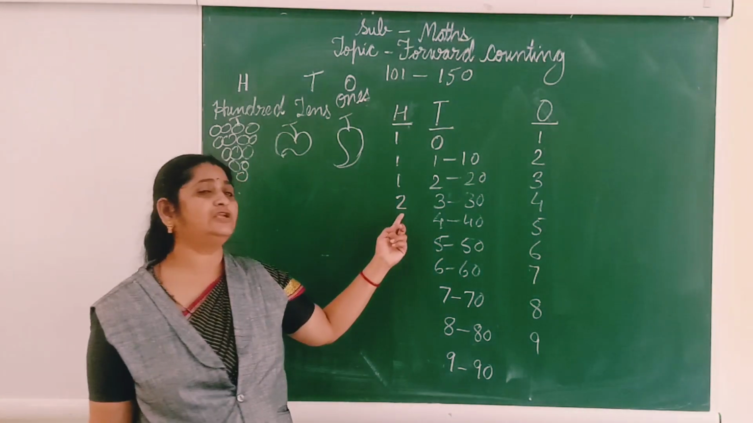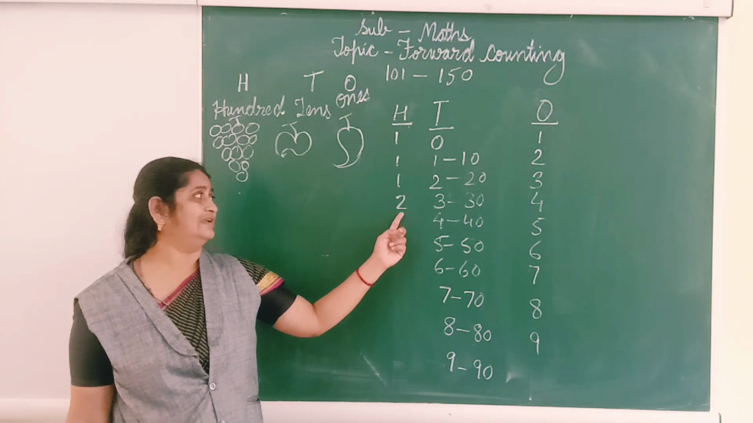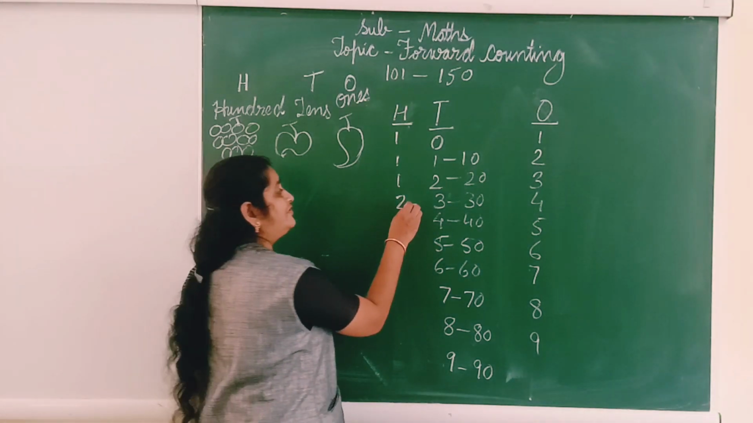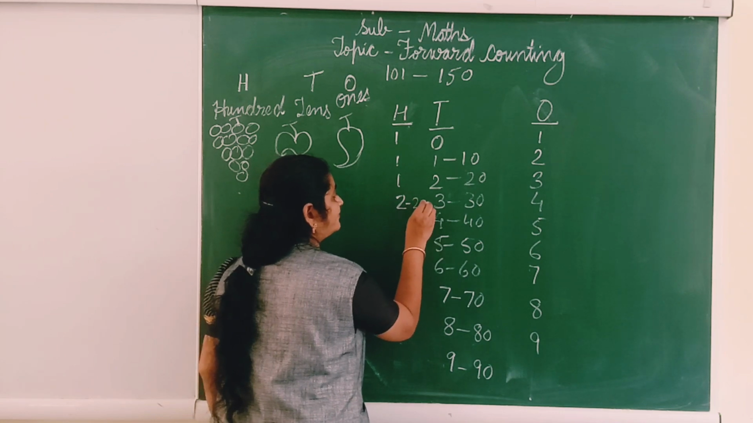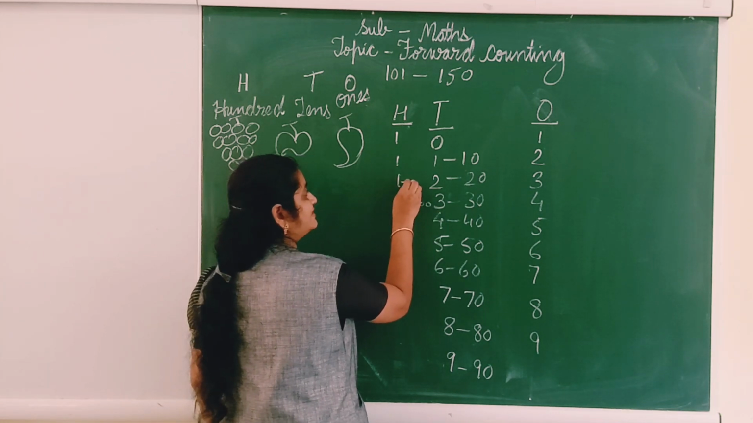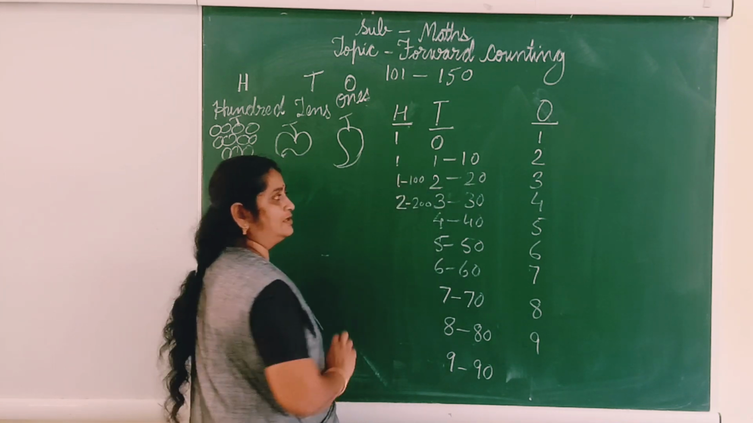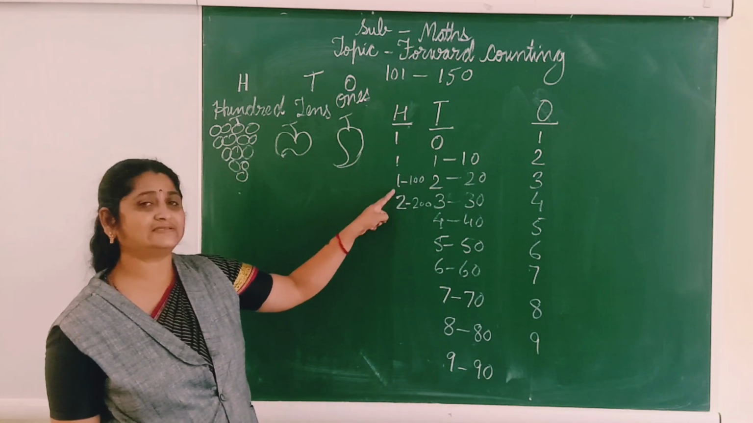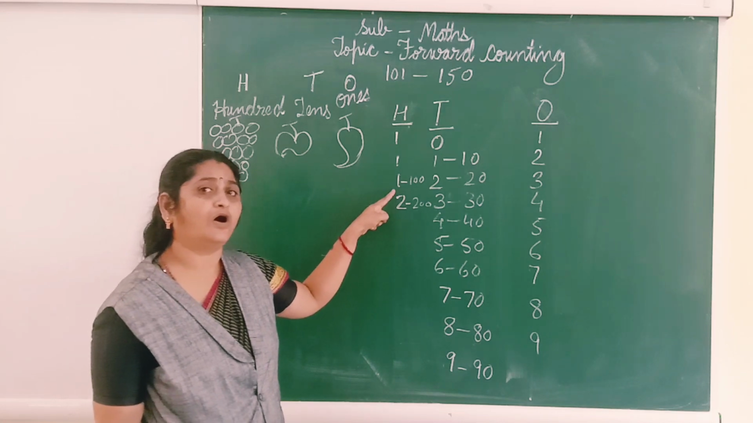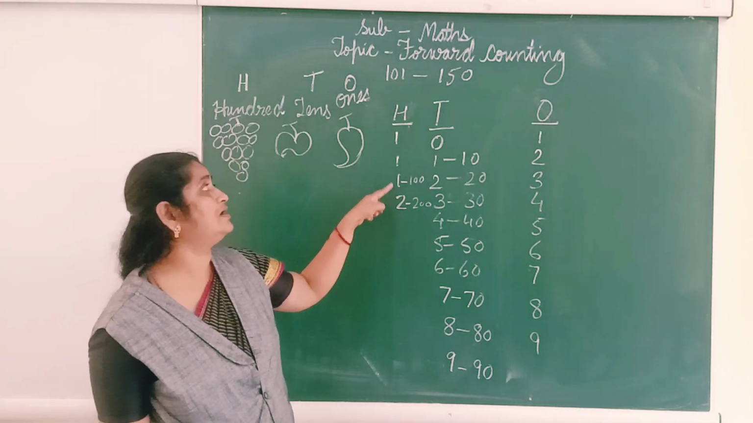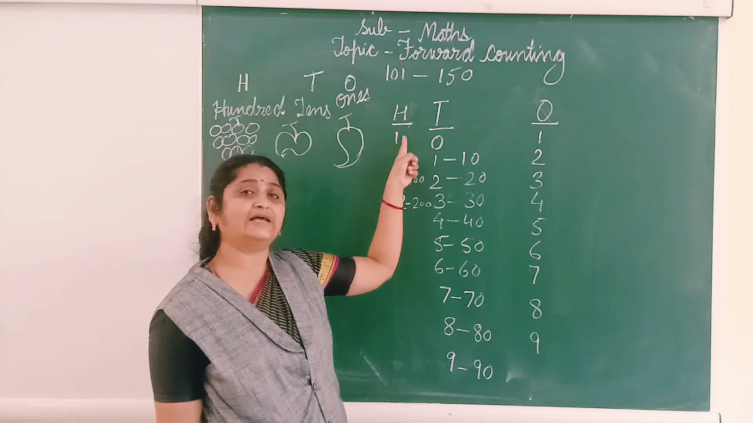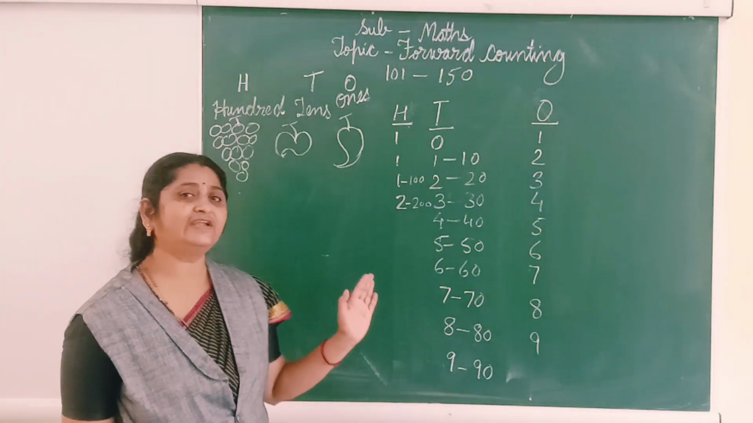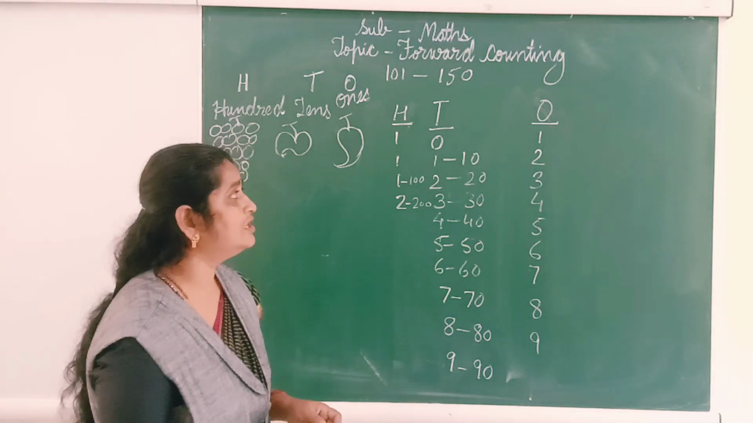In our syllabus, we are taking numbers till 150 only, so there is no need of taking 2. If number 2 is written under H, we will read it as 200, and 1 is read as 100. Clear? So, number 1 has the value of 100 when it is written under H. Now, how will we read this number together?